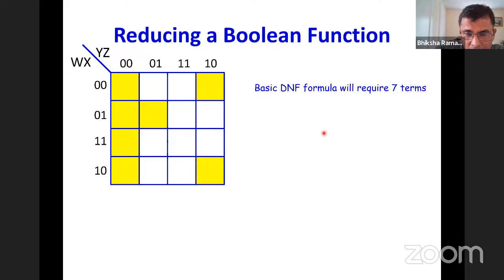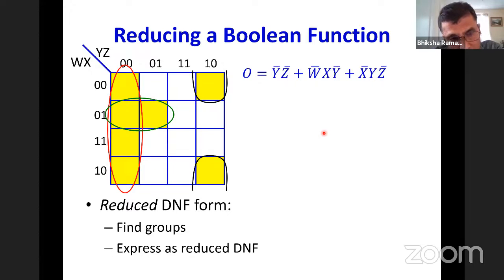There's something nice about how we lay things out in Karnaugh maps. Look at these guys. All of these guys are neighbors of one another. The fact that all of these four are highlighted means that it does not matter what the WX combination is, so long as Y and Z take the value 0, 0, the output is 1. So I can group all of these neighbors and eliminate these two variables.